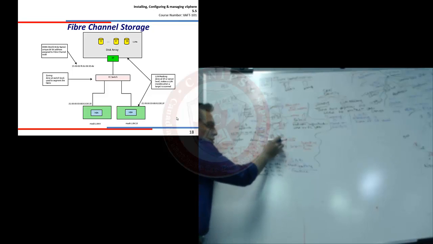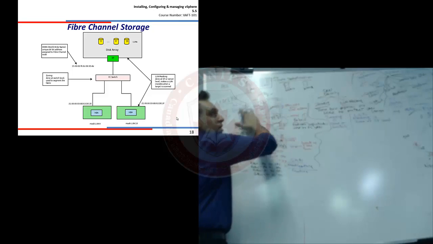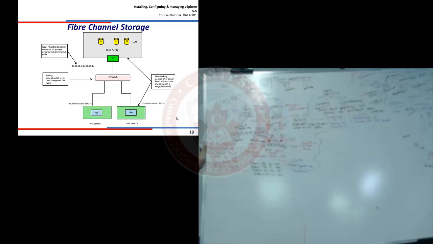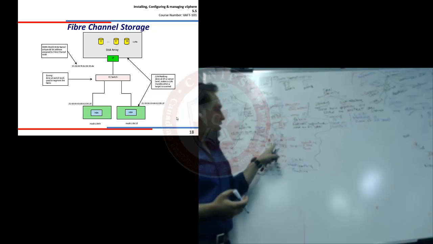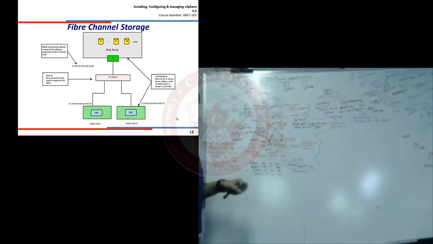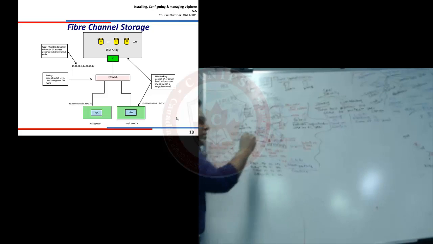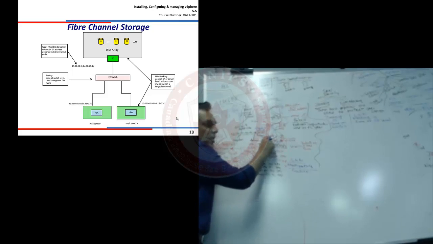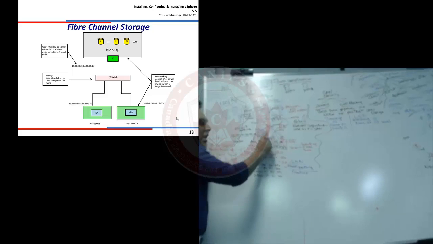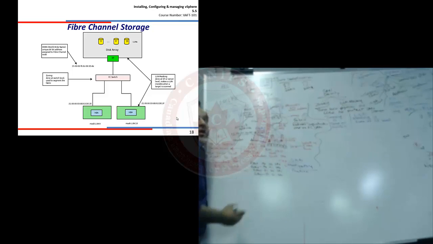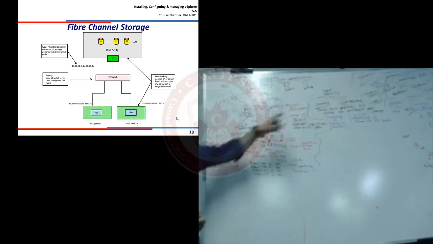Now, if these logical unit numbers are seen by not only these two, but all 400 servers, then people might unnecessarily connect to them. So we put some roadblocks. Roadblocks can be done right on the switch level. On the switch level, I'm going to say this path is not available for everyone. This path from this switch to this SP is only available for ESXi1. So this is known as zoning.